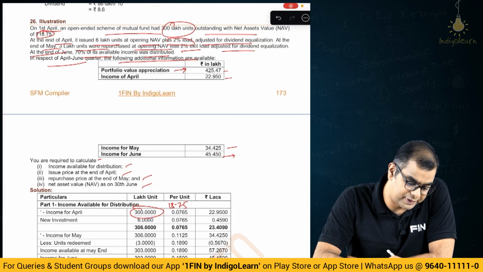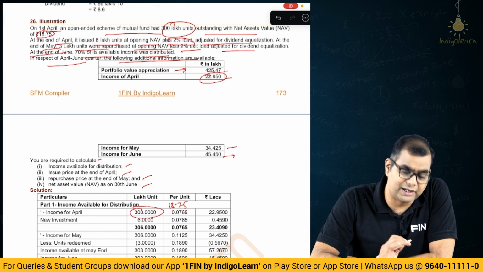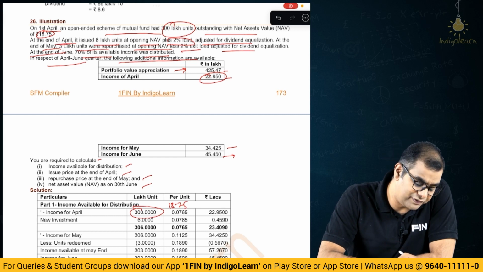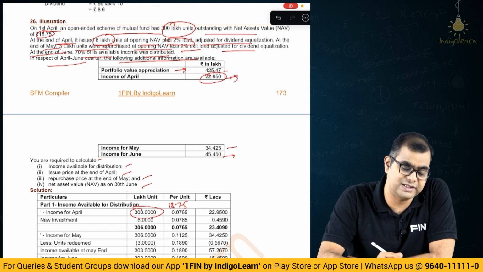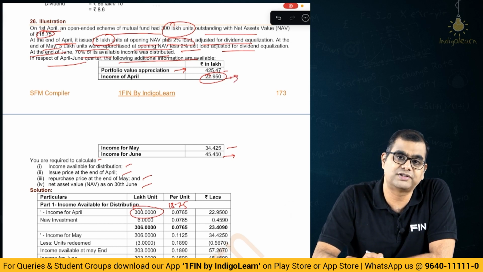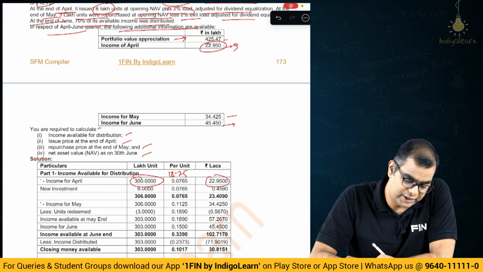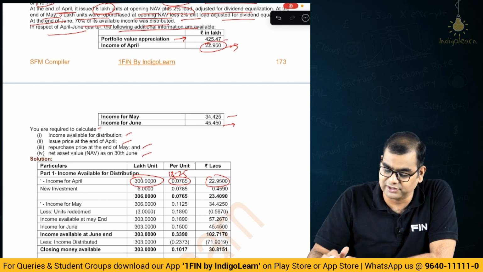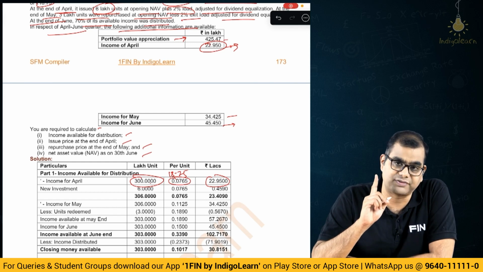For the month of April, it had 22.95 as income. Now, at the end of April, it also issued 6 lakh units. Now, this income of 22.95, is it for the new units or is it for the old units? It is only for the old units. So, you take 22.95 lakhs, divide by 300 lakhs, you get 0.0765. 22.95 divided by 300, 0.0765. So, per unit, you are getting a 0.0765 income.